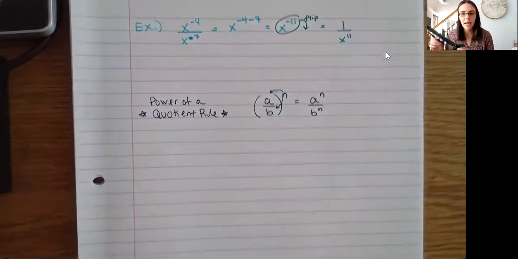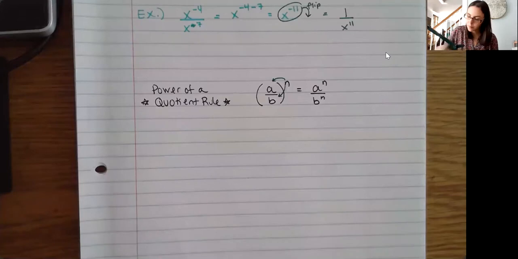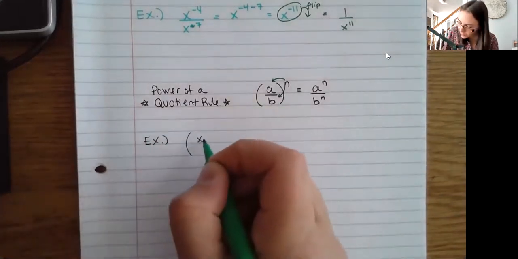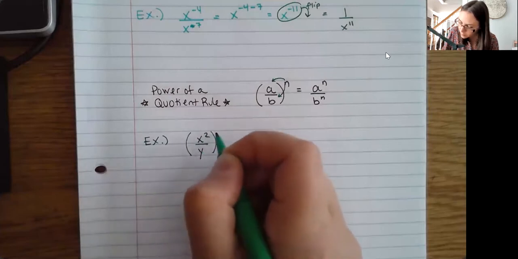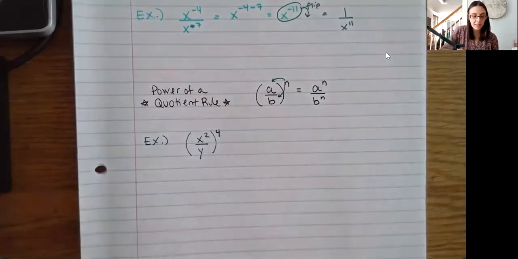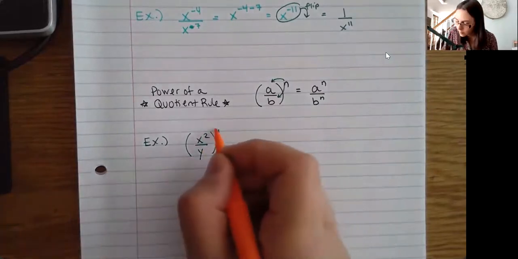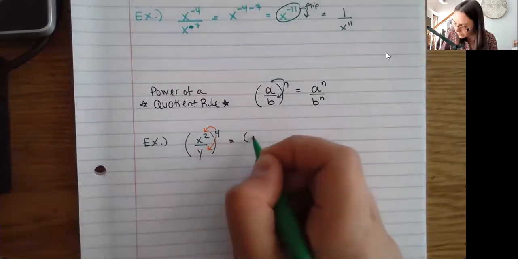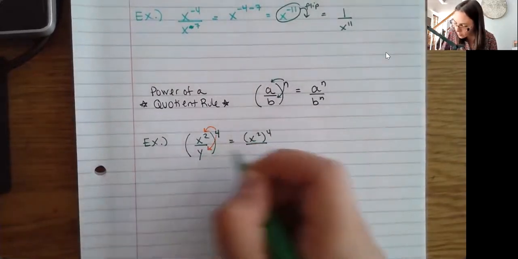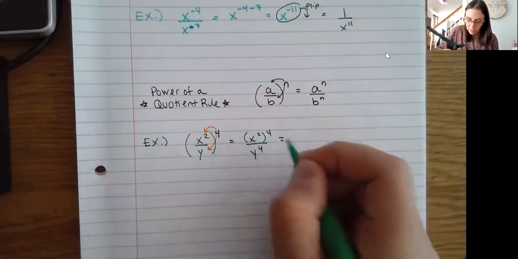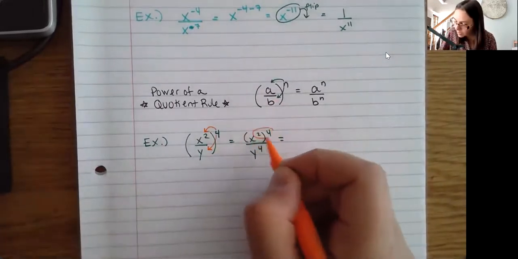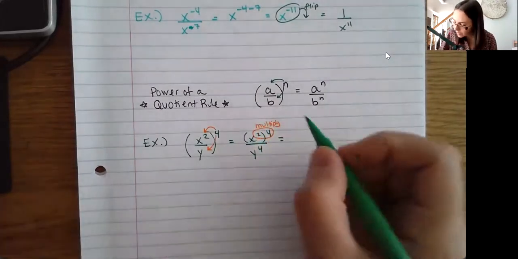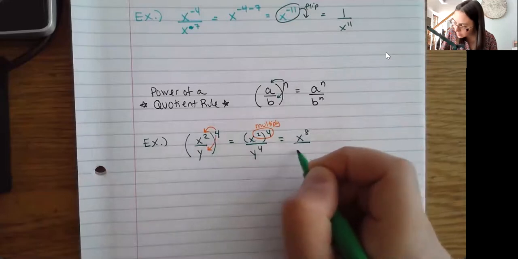Okay, so just one more little tie-in with the quotient rule here before we totally move on. So for instance, if I have x squared over y to the 4th power, then I can still distribute that exponent in. So I'm going to bring it in here, and I'm going to bring it in here. So I have x squared to the 4th, and then on the denominator, I just have y to the 4th. That one's pretty straightforward. And don't forget here that we can go ahead and multiply those double powers. So I have x to the 8th over y to the 4th.